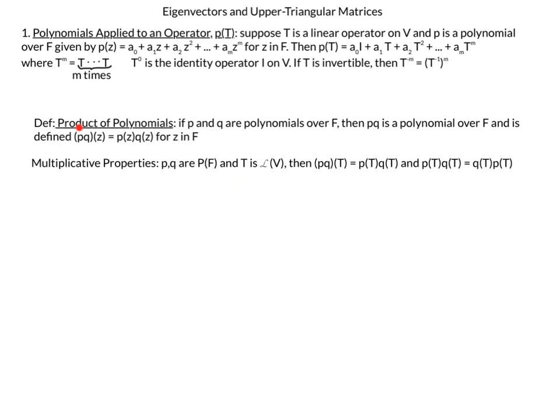We can also now define the product of polynomials. If p and q are polynomials over F, then pq is a polynomial over F and is defined by pq of z is equal to p of z times q of z for all z in F, kind of what you would expect. We have these multiplicative properties. If p and q are in the polynomial space over a field F and T is a linear operator on V, then pq of T is equal to p of T times q of T, and p of T times q of T is equal to q of T times p of T. Also something you expect just from what you know about functions and operators.